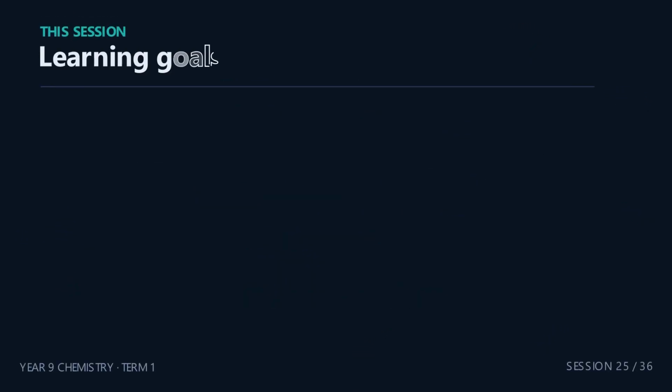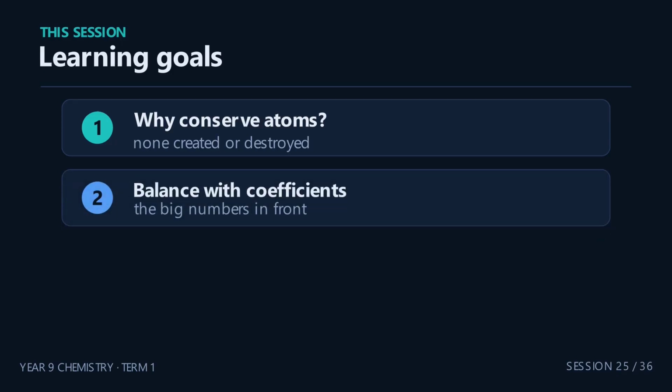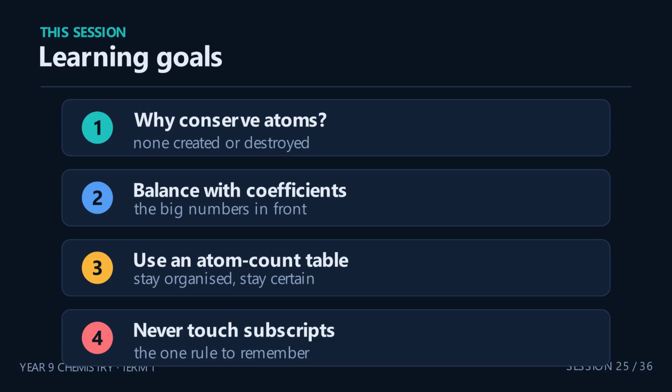4 goals today. First, explain why every equation must conserve atoms. Second, balance equations using coefficients. Third, use a simple atom count table to stay organized. And fourth, learn the one thing you must never do while balancing. Get these and balancing becomes a routine you can trust.